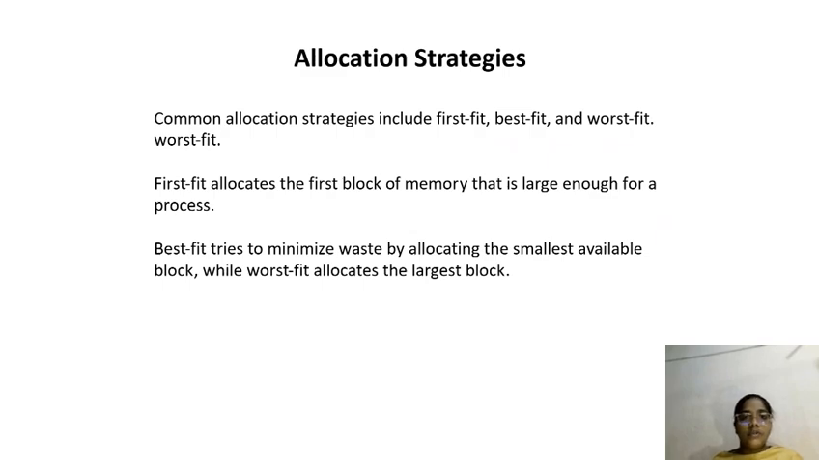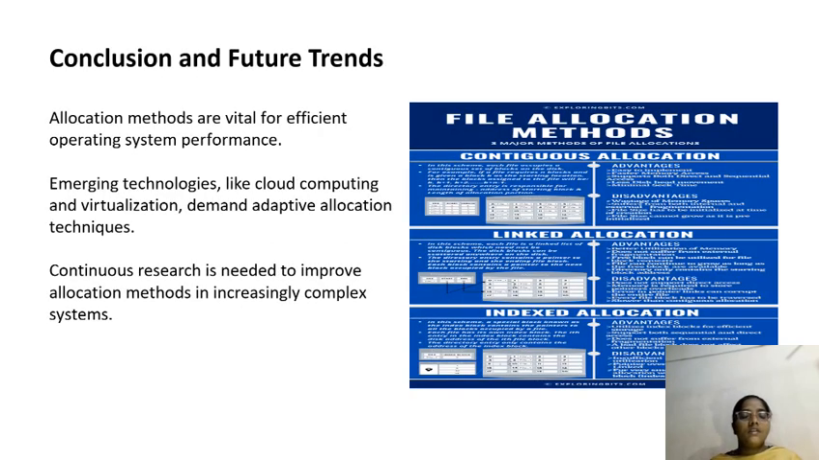Next, I'm going to explain the allocation strategies. We all know the allocation strategies are of three types: first fit, best fit, and worst fit. These are the common allocation strategies. First fit allocates the first block of memory that is large enough for the process. Best fit tries to minimize the waste by allocating the smallest available block, while worst fit allocates the largest block. This is the conclusion of our topic, allocation methods, and future trends are also included on this page.